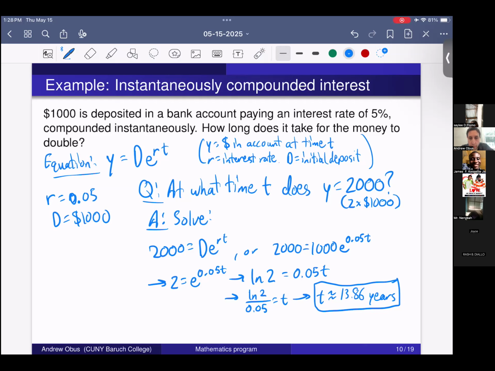Yes, James? Firstly, you know your rate. Can you know the money you will get based on the time, first deposit, and the rate you are?